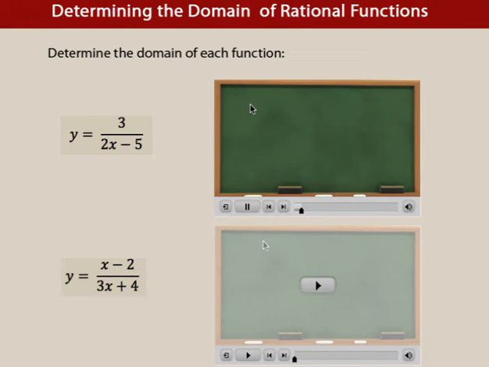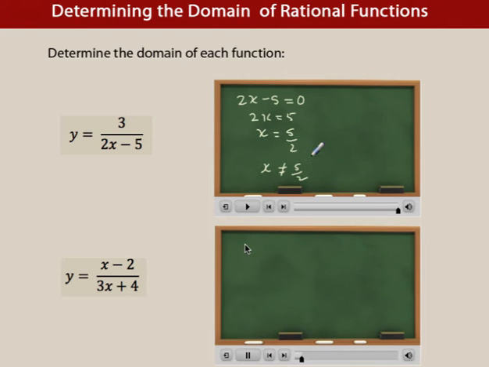For a rational function, we can't have 0 in the denominator or in the bottom. So we'll set 2x minus 5 equal to 0. Find when it is 0. 2x equals 5. So x equals 5 halves. That gives us a denominator of 0. So that means that x can't be 5 halves. So we just write it like this: x is not equal to 5 halves.